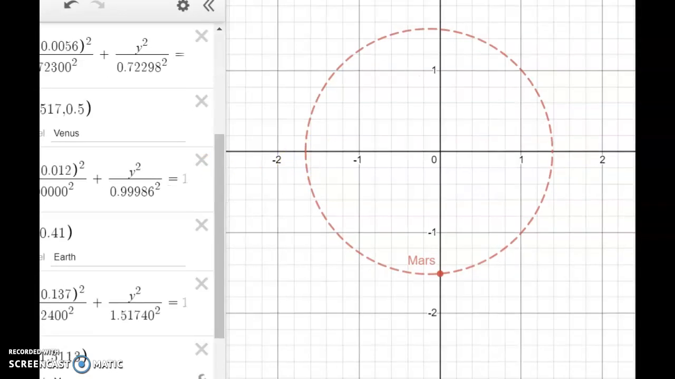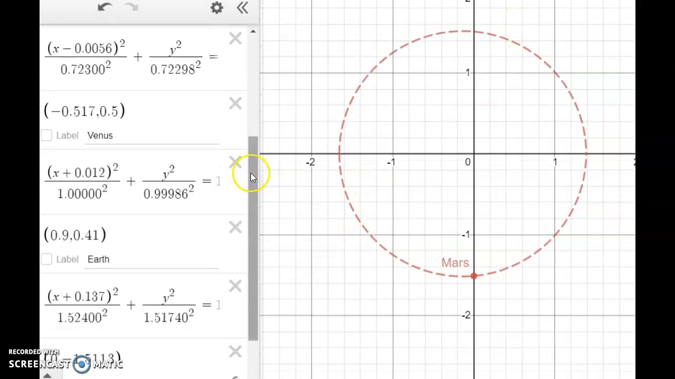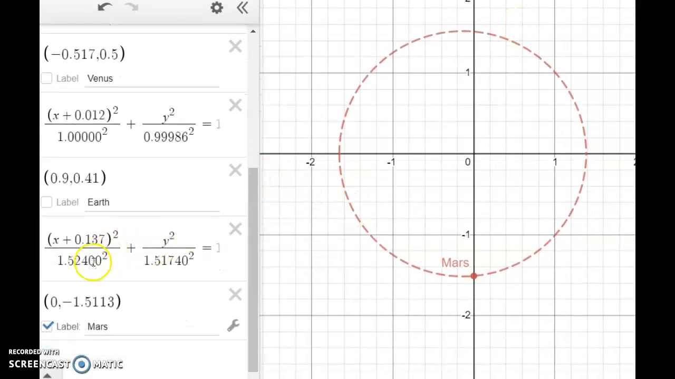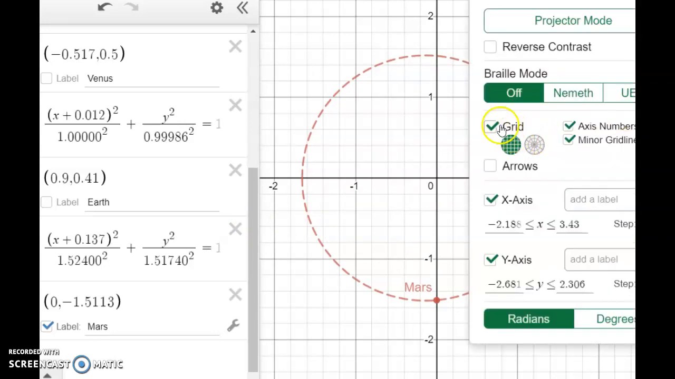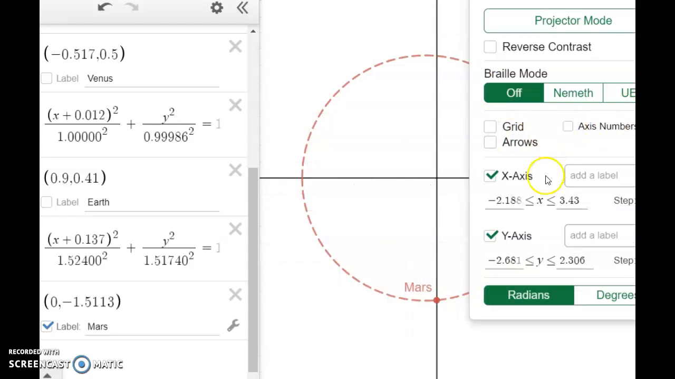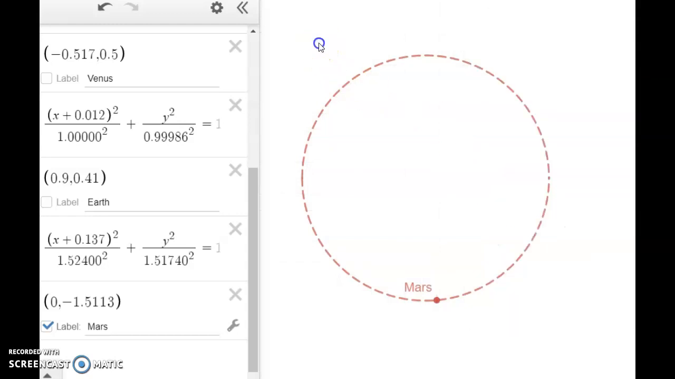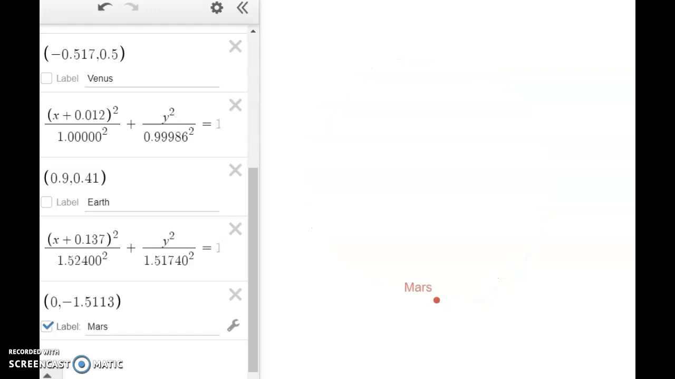Notice that the equation is actually an ellipse because it has two different denominators. But look at the denominators: 1.524, 1.517. I mean, they're so close to each other, you cannot tell that this is a circle. In fact, if I turn off the grid and the axis here, there we go. And that definitely looks like a circle. You would have to measure really, really accurately in order to figure that out.